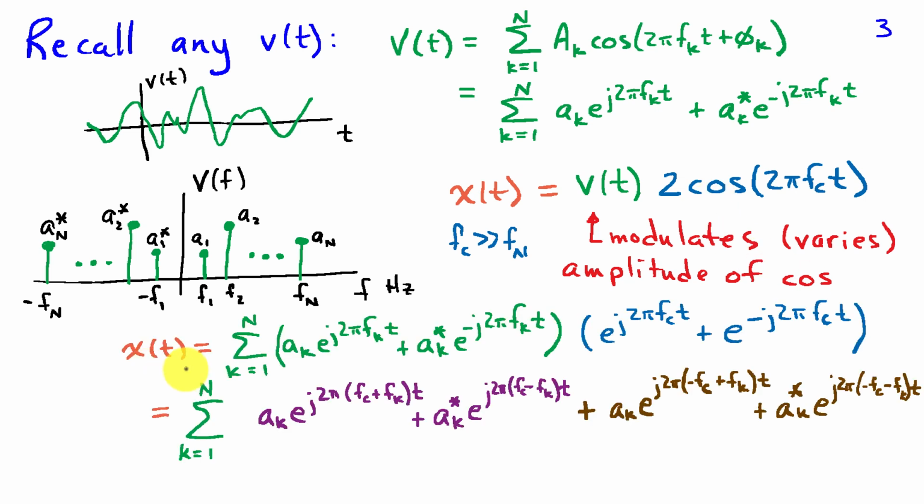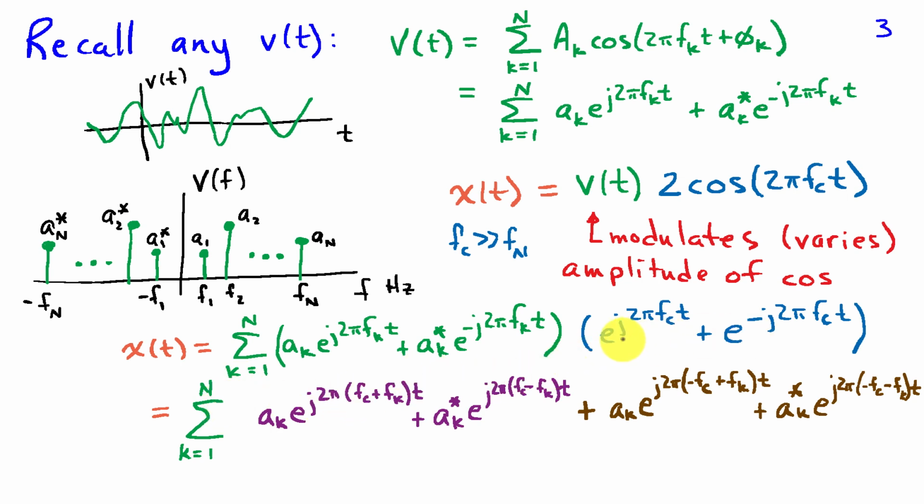So we can look at x of t as being v of t, which was expressed in terms of these complex sinusoids with complex amplitudes a_k and a_k conjugate at frequencies f_k and minus f_k. And we're going to multiply that by 2 times a cosine. So 2 cosine 2 pi f_c t is e to the j 2 pi f_c t plus e to the minus j 2 pi f_c t. And with respect to forming this product, we can ignore the sum and just leave it out in front and do the term-by-term products.